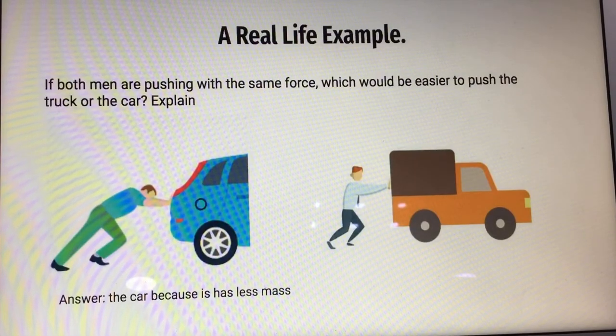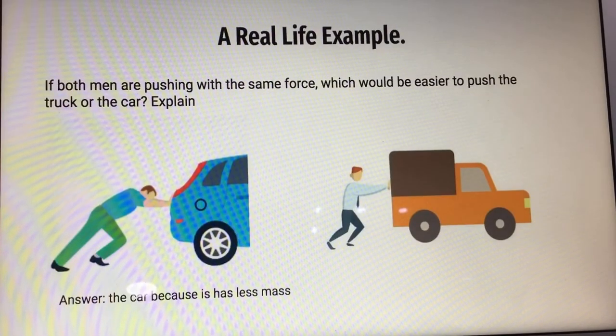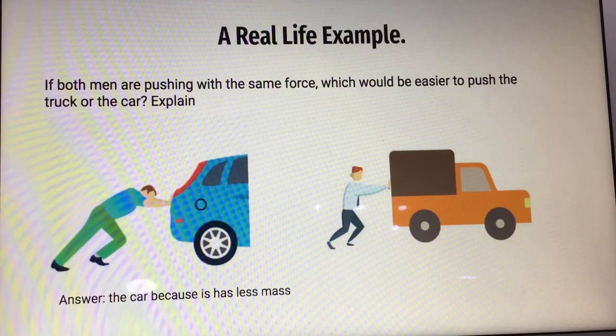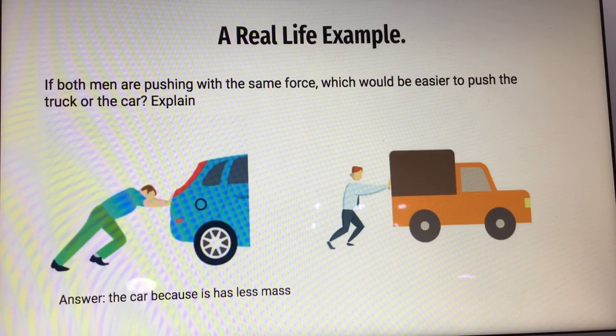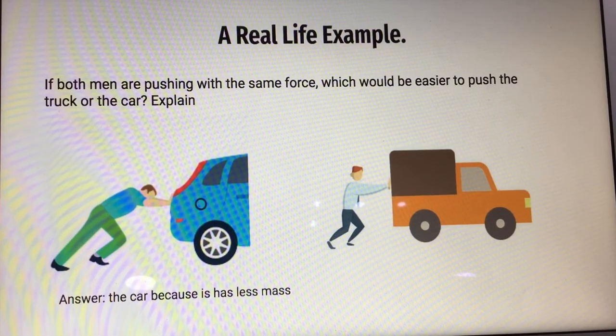But come on, let's apply it on a real life example. Our example says, if both men are pushing with the same force, which would be easier to push, the truck or the car? As we said in the previous slide, the less mass has a greater acceleration. So our answer will be the car. And why? Because it has less mass than the truck. And as we said also, less mass means a greater acceleration. So our answer is the car because it has less mass than the truck.